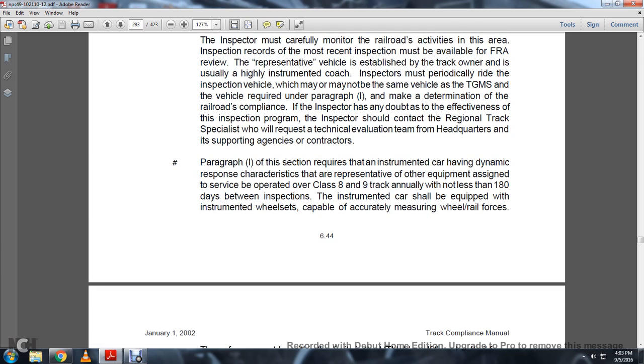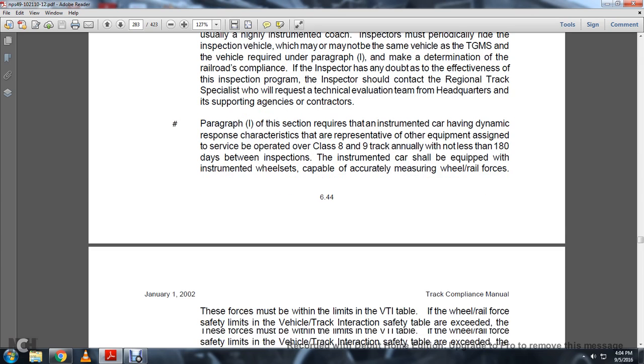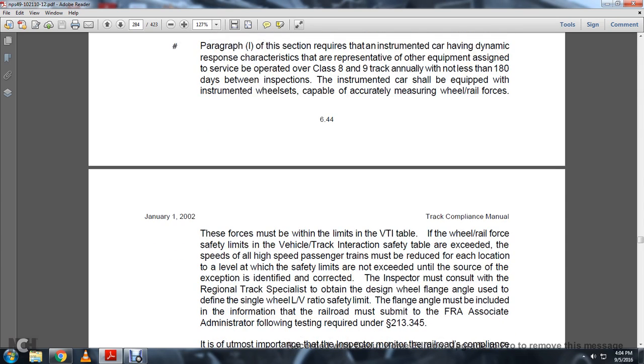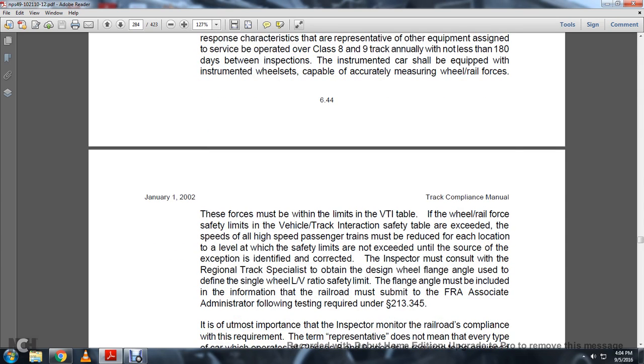Paragraph L. The section requires the instrumented cars to have dynamic response characteristics representative of other equipment designed for the service and operated in Class 8 and 9 annually, not less than 180 days between inspections. Instrumented cars shall be equipped with an instrumented wheel set capable of accurately measuring the wheel rail forces. These forces must be limited to the VTI table. If the wheel rail force speed limits of the vehicle track interaction safety table are exceeded, the speed of the high-speed trains must be reduced for each location to the level of the safety limits and not exceed them until the source of the exceedance is identified and corrected.